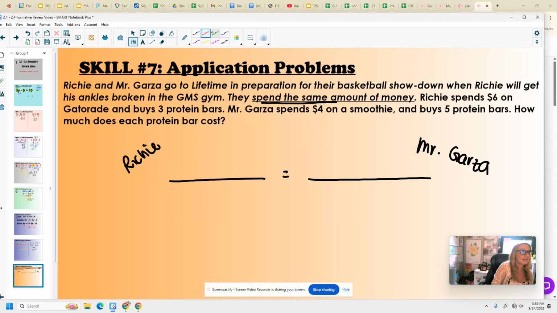Okay. It says that Richie spends $6 on Gatorade and buys 3 protein bars. Mr. Garza spends $4 on a smoothie and buys 5 protein bars. We don't know how much a protein bar costs.